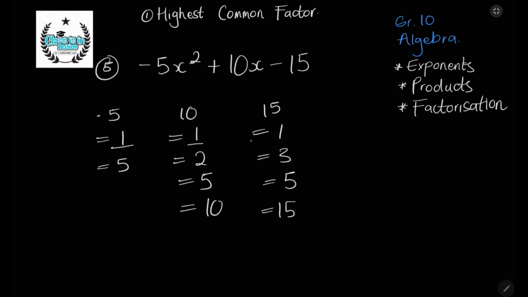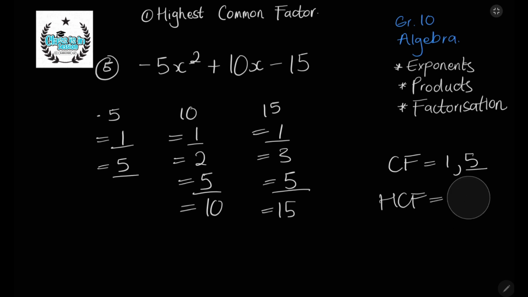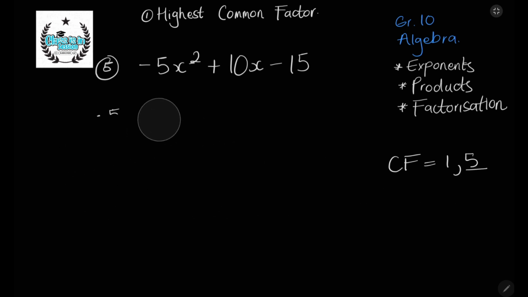We have 1, 1, and 1. Then 5, 5, and 5. Those are the only common numbers. Common factors are 1 and 5. However, the HCF, we choose the highest number, it's 5. So you write our 5 here, open a bracket, then we have to divide each term by 5.